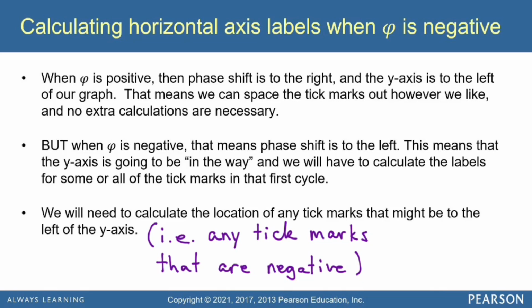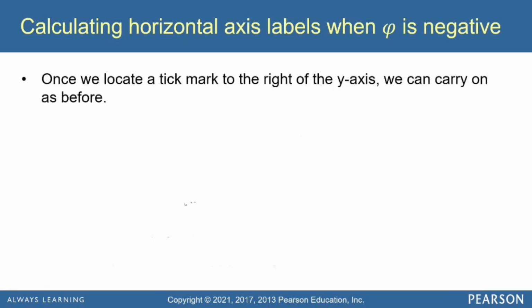Because those will be to the left of the y-axis. It's an extra step, and it's kind of a pain in the neck, but it's nothing we can't handle. And we only will have to do this when we have a phase shift to the left. Now, once we have found a tick mark that's either on the y-axis or to the right of the y-axis, then we can carry on as before.